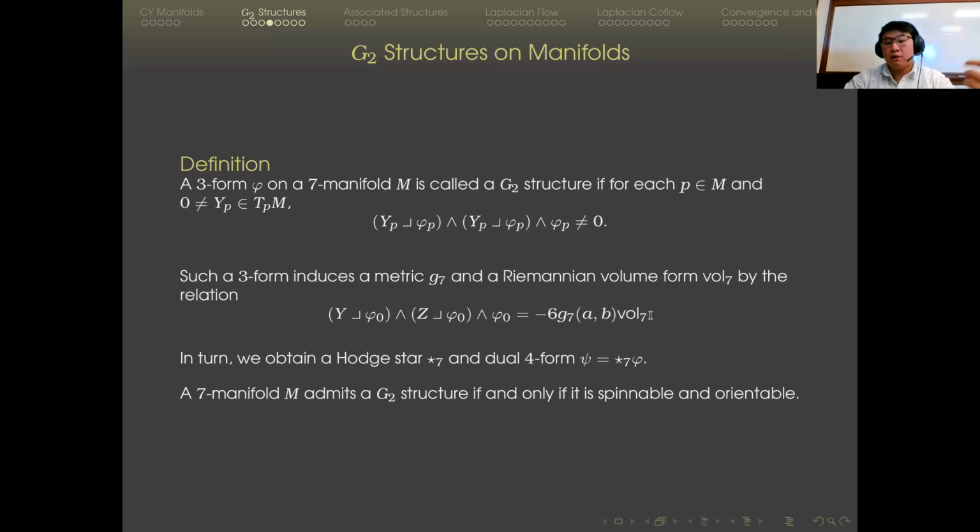So we get a Hodge star, and then we get a dual four form, and we also get a cross product. So all the structures come from this three form again. As a notational thing, some authors do put a plus sign instead of a minus sign. All it does is change the orientation.